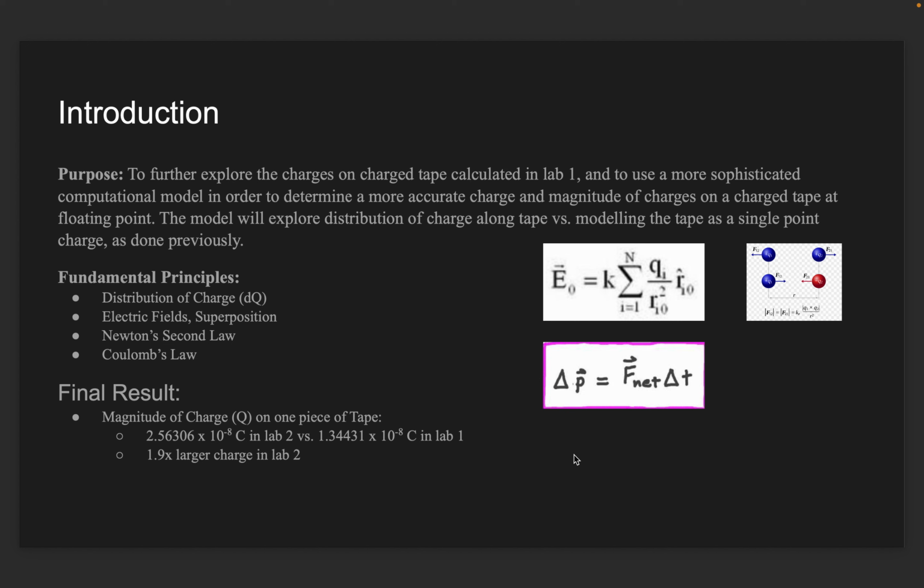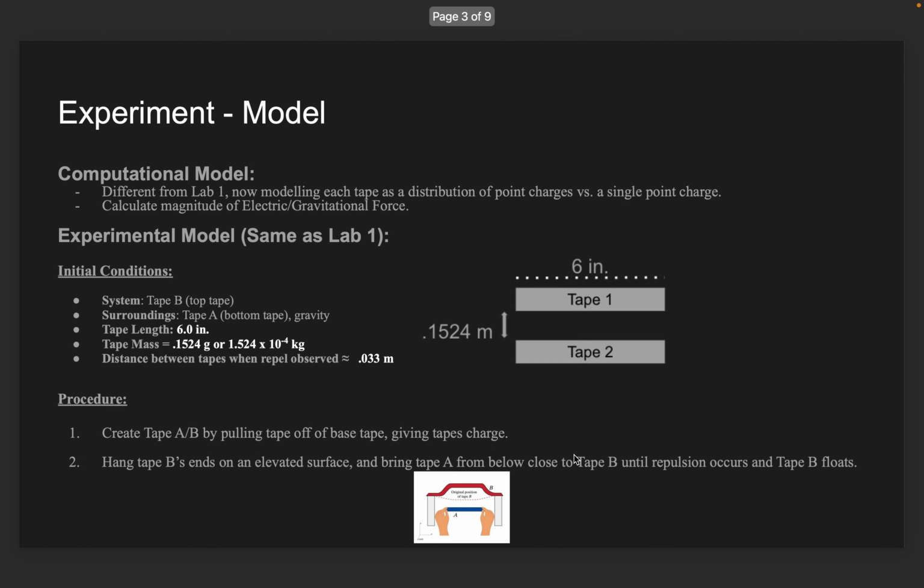So a brief example of the final result was the magnitude of charge Q on one piece of tape was 2.56306 times 10 to the negative 8th coulombs in this lab versus 1.34431 times 10 to the negative 8th coulombs in Lab 1, which was about a 1.9 times increase in the charge of the tape.